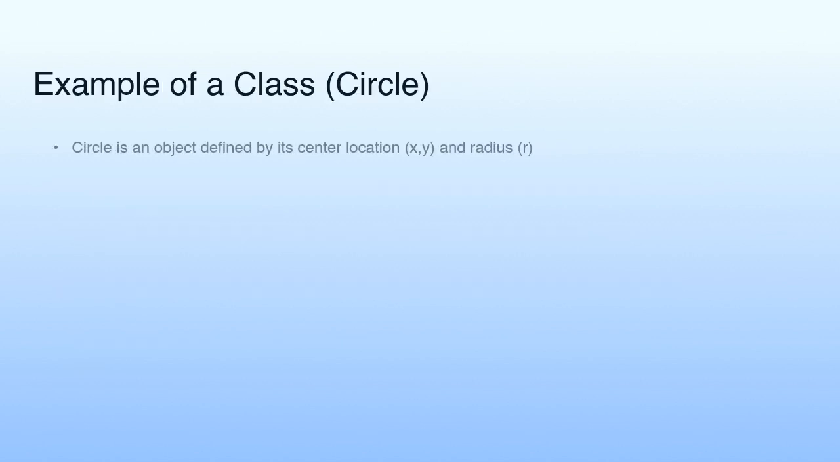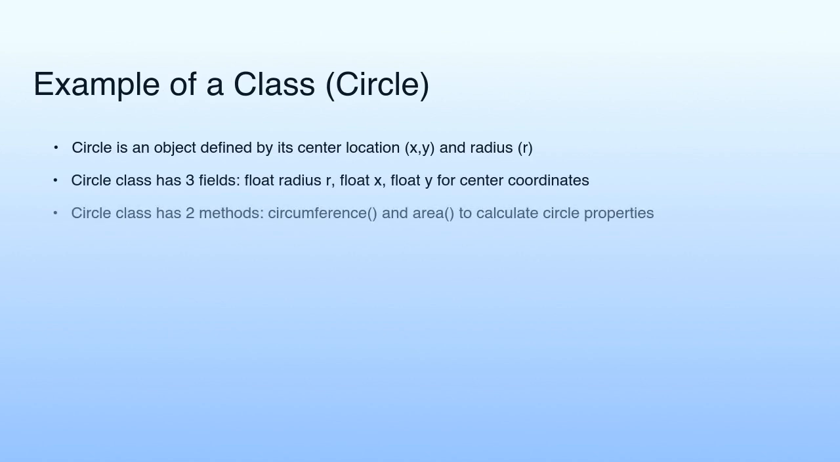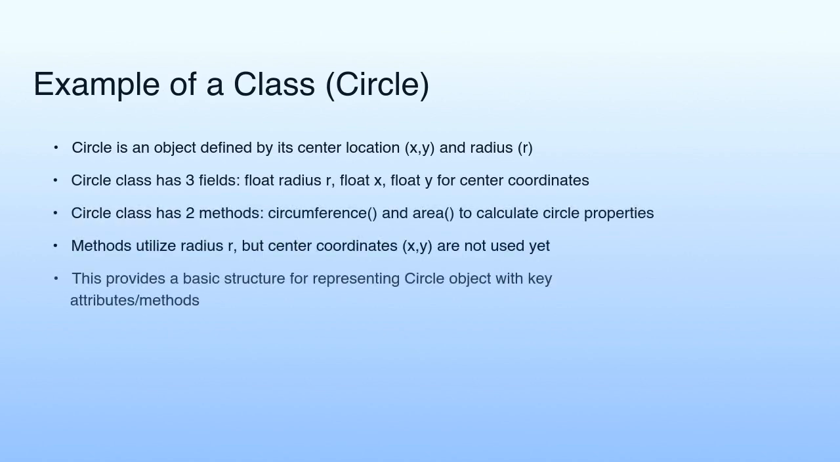Let's consider the example of a circle class. It has 3 fields to represent the circle's radius and the x and y coordinates of its center. It also has 2 methods, circumference and area, to calculate the circle's properties based on the radius.